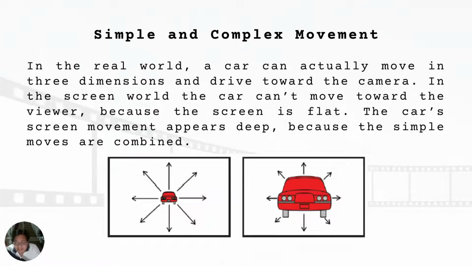The screen car also uses depth cues of size change. That's the only reason you can tell that the car is moving forward. When it moves forward, the size of the car becomes bigger and bigger. So, that's the illusion of movement.